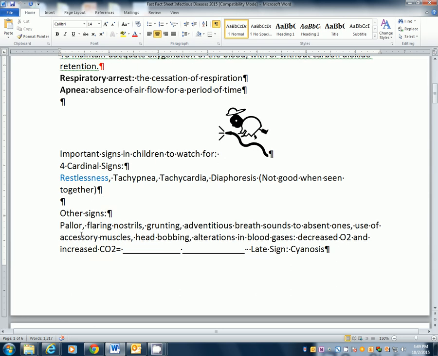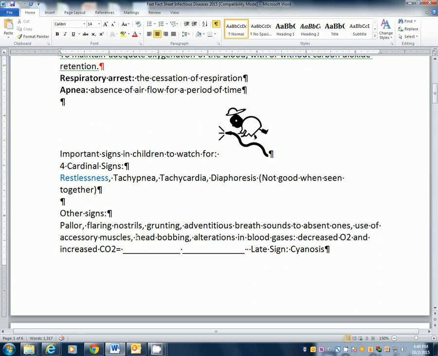Other signs and symptoms would be pallor, flaring nasals, and it looks just like that. The nasals flare. What we call grunting, which is like a moaning or crying-like sound, is produced by forceful expiration against closed vocal cords. And that's an effort to prevent alveolar collapse or decompensation.